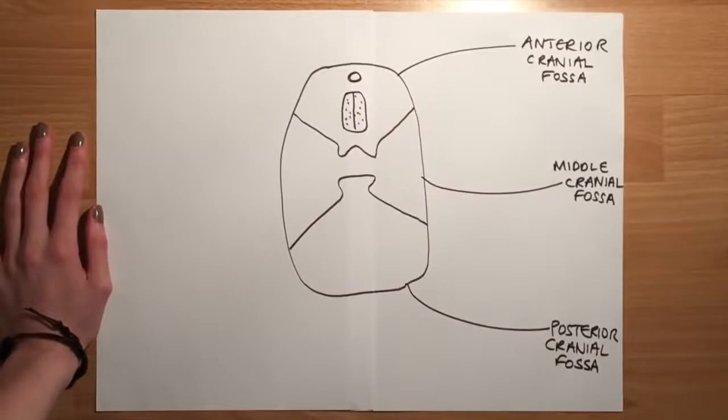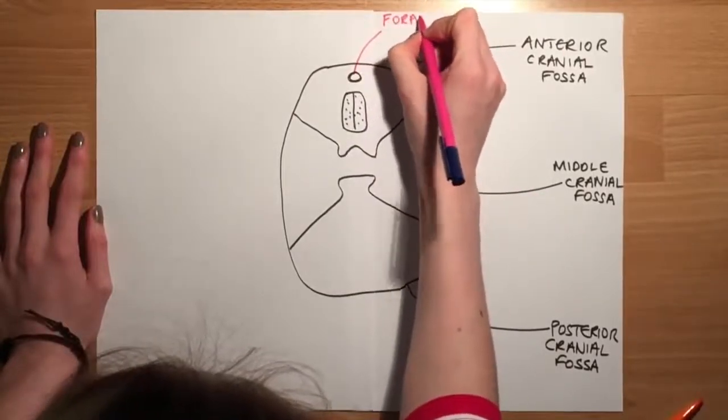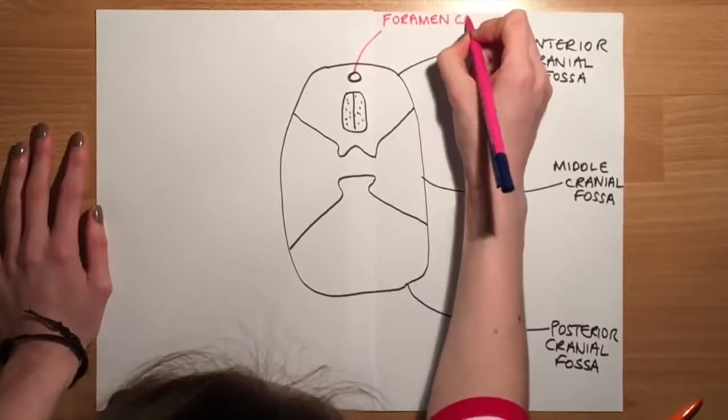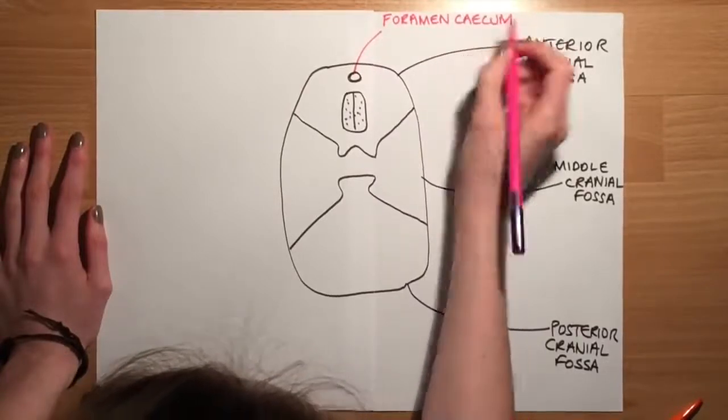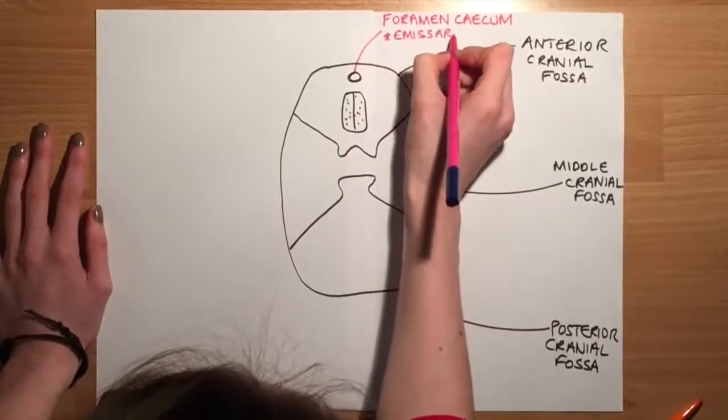First of all, we are going to focus on the most superior, which is the foramen cecum. Now, the foramen cecum is actually only found in 1% of the population, and in life it can transmit an emissary vein which will drain the nasal cavity into the superior sagittal sinus.